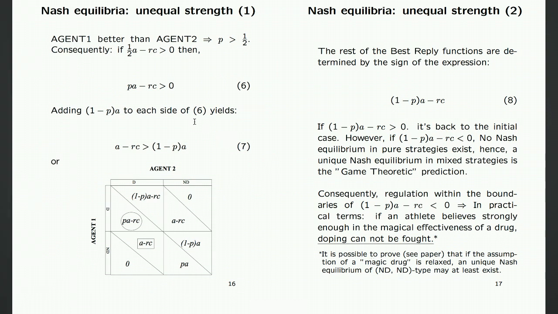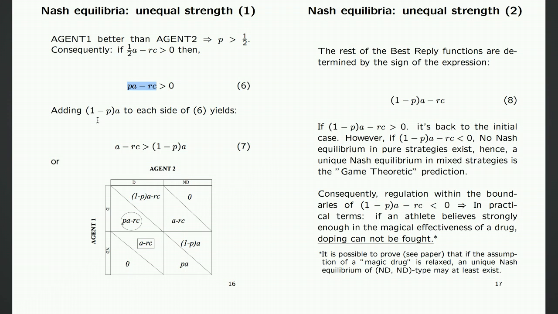So now, given this situation, of course we can analyze the game again. Okay, agent 1 is better than agent 2. That leads to a situation where the original p over half is changed, isn't it? Agent 1 has a probability bigger than a half of beating agent 2, and consequently, if a half minus rc is positive, which was our original assumption, then of course this new value, including the p, must be even more strongly positive. Okay, the p is bigger than a half. Obviously, this term is even bigger than rc than in this situation.